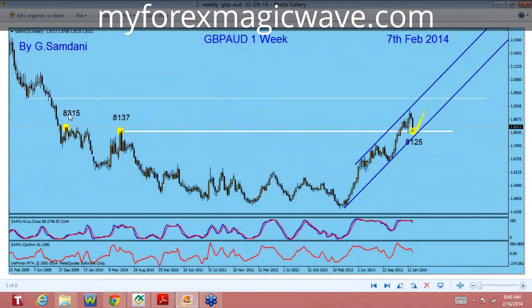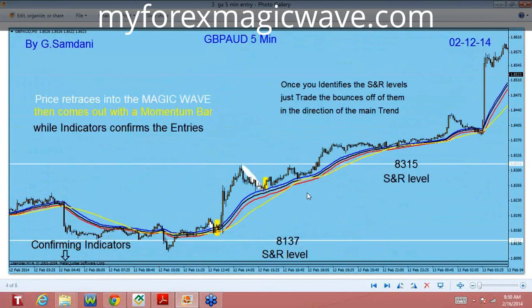See, 81.37, 83.15. You draw all those, and then you wait for your preferred setup, whatever the strategy you're using, to make entries. In my case, we use the Magic Wave entry strategy. When you see that the price comes and hits this SNR level and bounces and gives you the setup, you take it to the next level, cash out, then you see if we're coming down below the wave or again bouncing and going up.